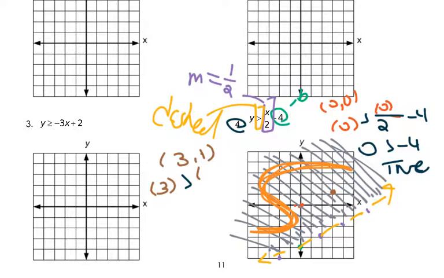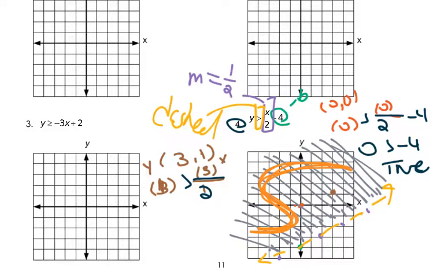oh, I messed up. That should really be, hold on. This should be 1. All right, this is my y, and this is my x.